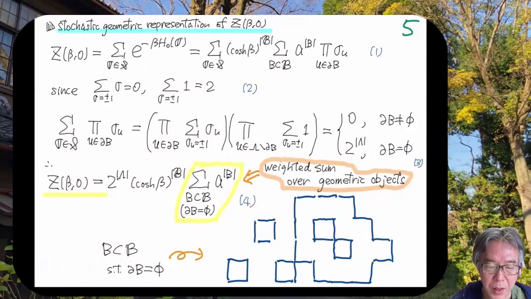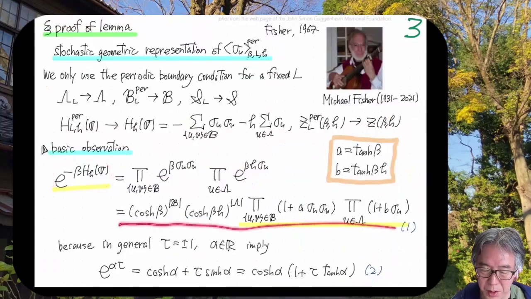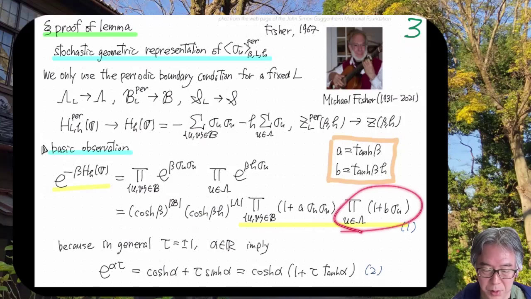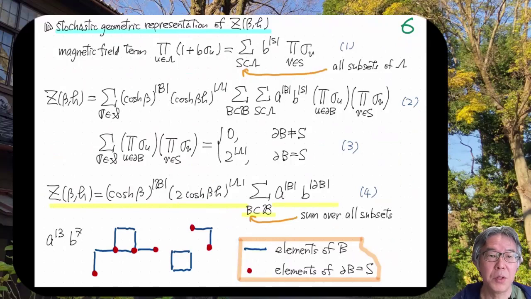Okay, so again, let me go back. This is the original expression for the Boltzmann factor, and we have dealt with this term. When we have a magnetic field, we also have to consider this thing. So now we will look at a similar stochastic geometric representation of beta h when h is non-zero. And then the magnetic field term yields this thing, but I think this is clear. In this case, we get this expansion.